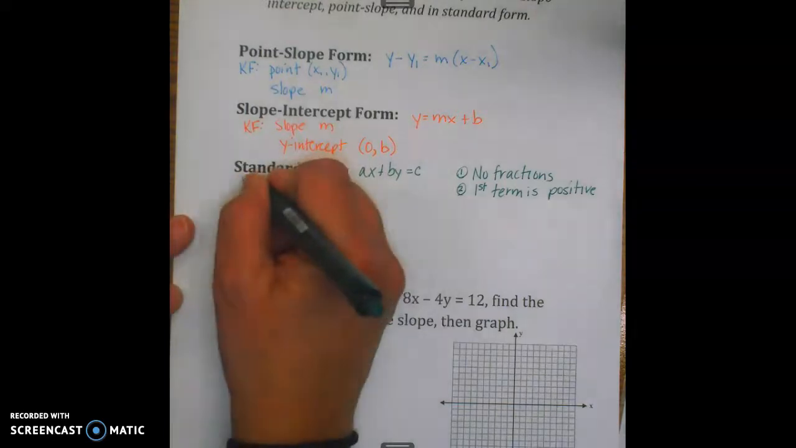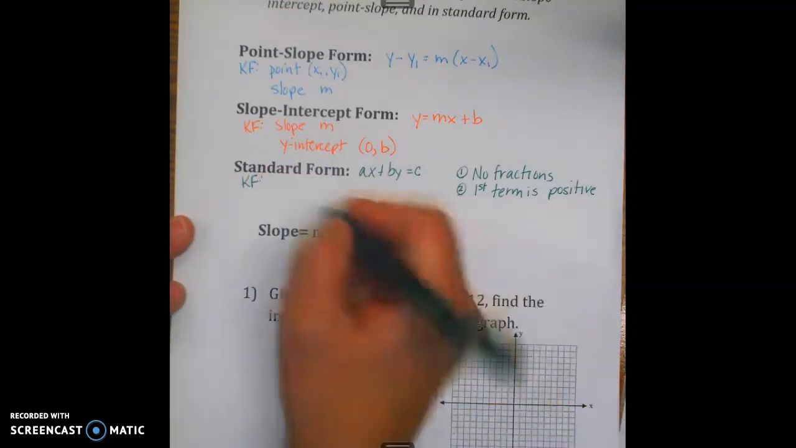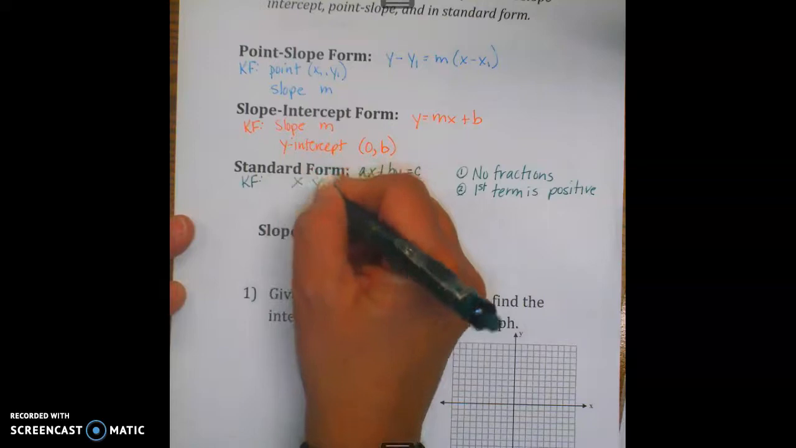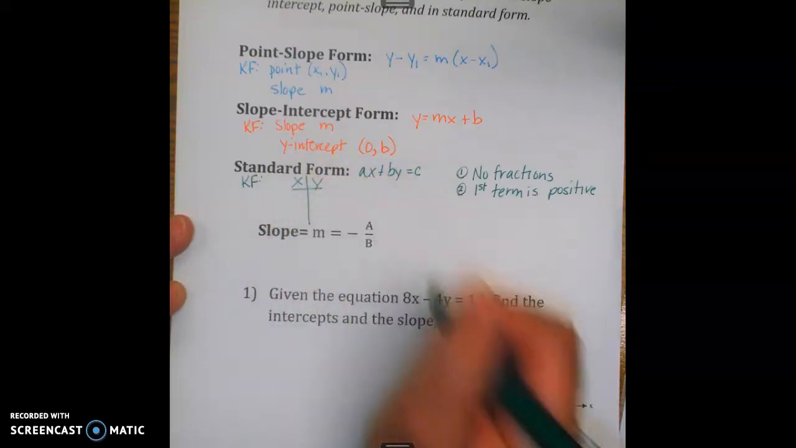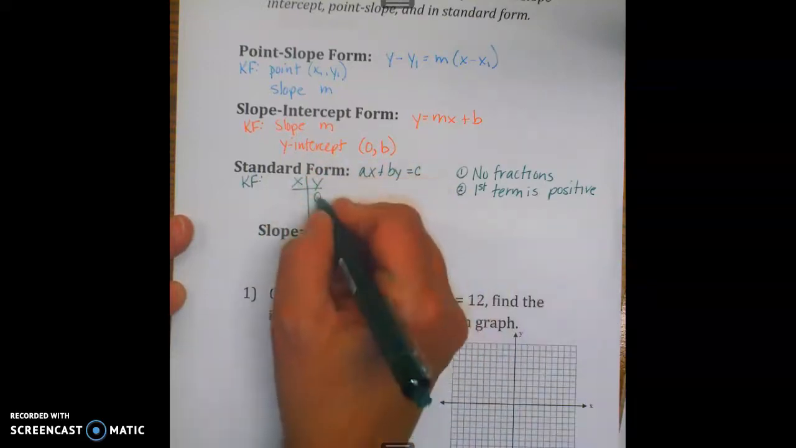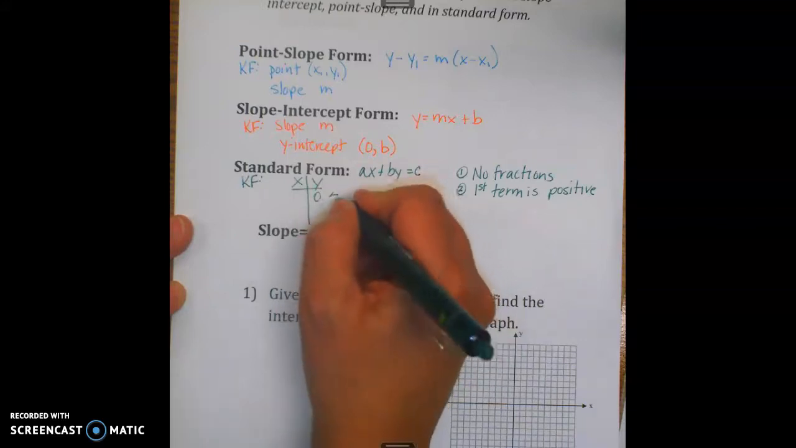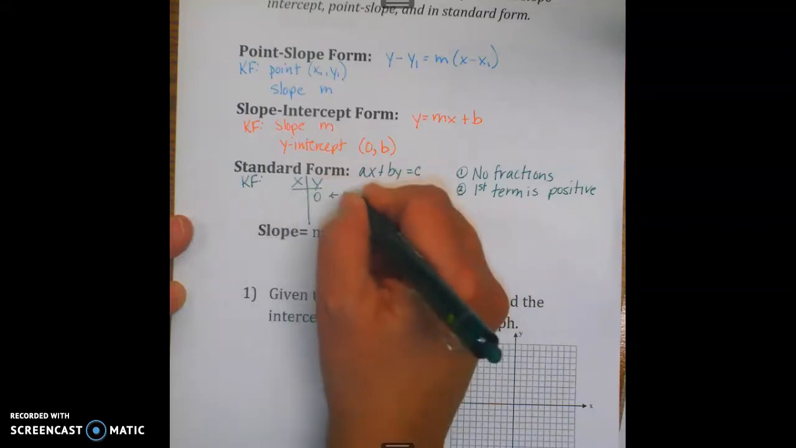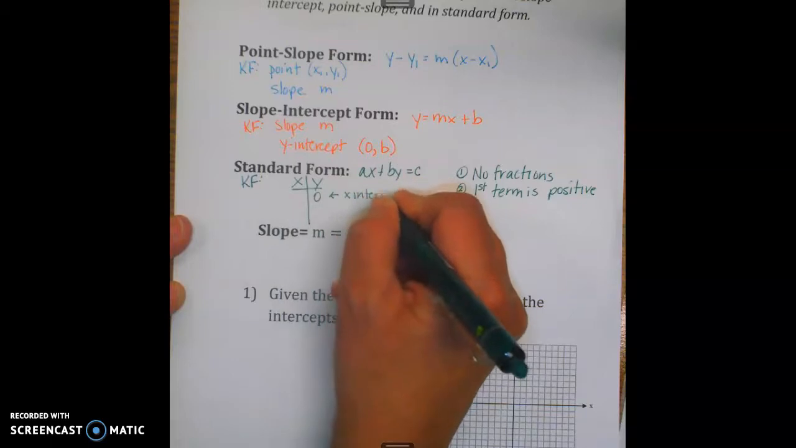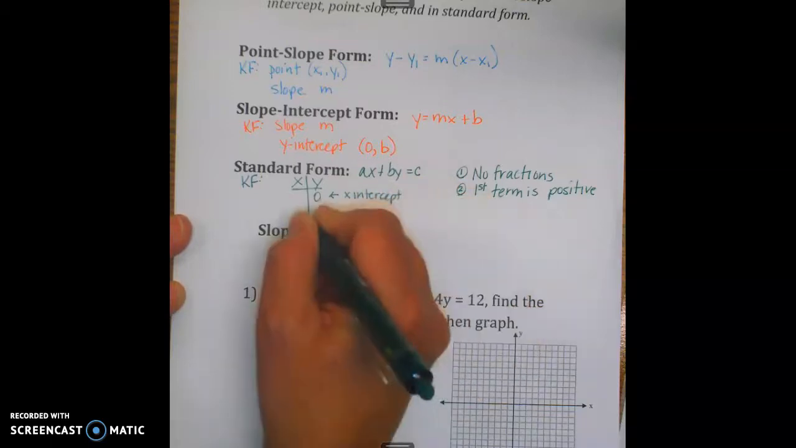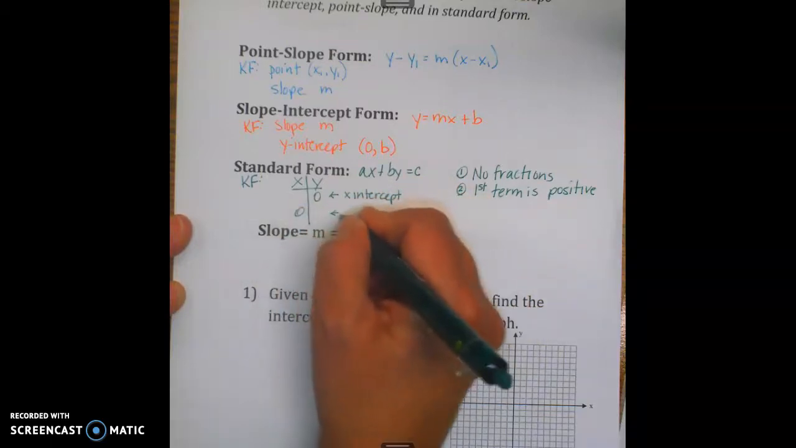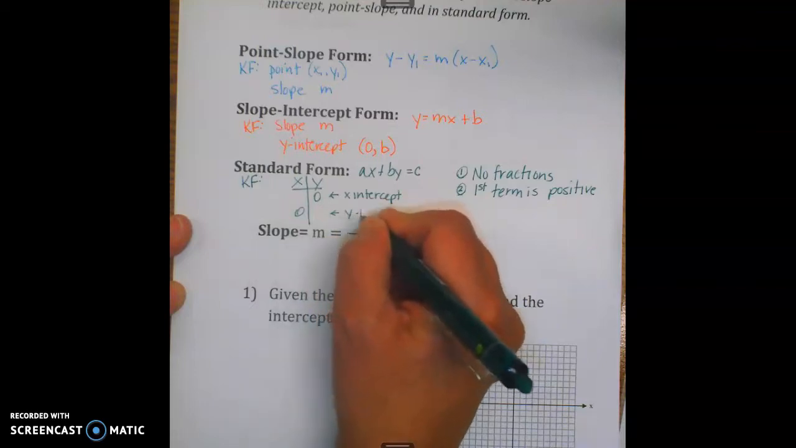If we ask for the key features of standard form, your key features are your x and y intercept. And if you'll recall, what we talked about doing is setting up a table. If you plug in 0 for y and solve for x, that'll give you your x-intercept. And if I plug in 0 for x and solve for y, that'll give me my y-intercept.